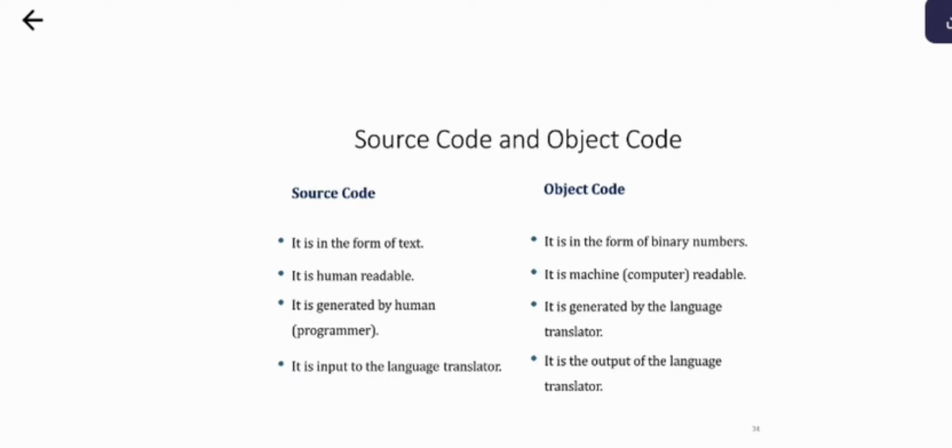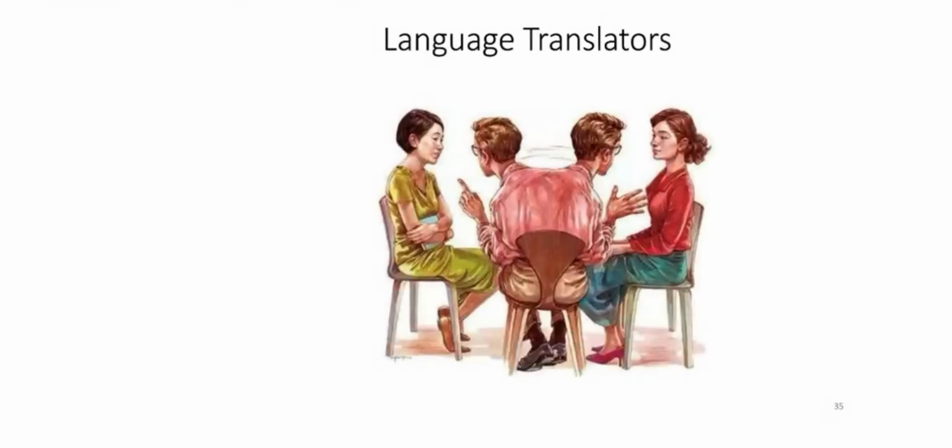So the source code is the input, where humans can read the code and input it to the computer, while the machine cannot read it. But if it's translated, it becomes the object code, which is the output of the language translator, which is machine readable. The machine can understand and interpret it. So we have explained the source code as well as the object code. Now we're going to talk about the computer language translator.